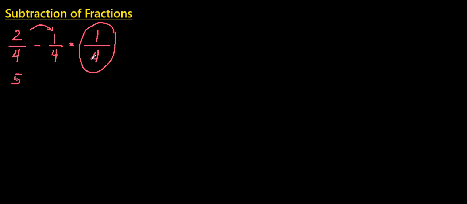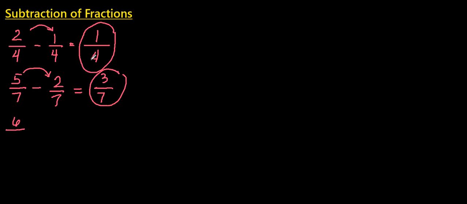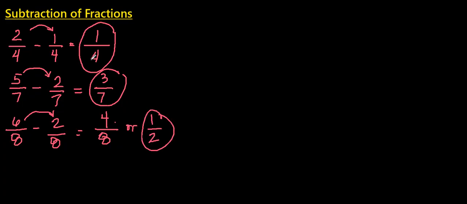Another example, 5 over 7 minus 2 over 7. Copy the denominator, subtract, you'll get 3 over 7. Another example, 6 over 8 minus 2 over 8. You'll get 6 minus 2 is 4, or 1/2, because 4 is half of 8.